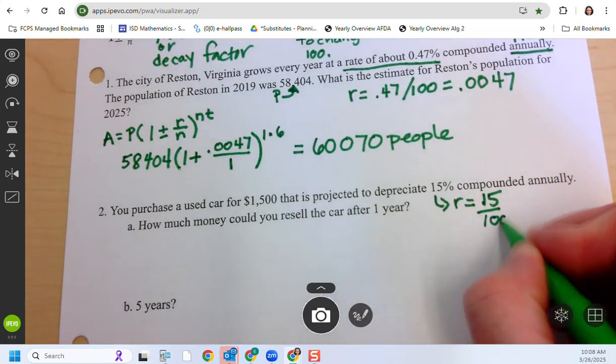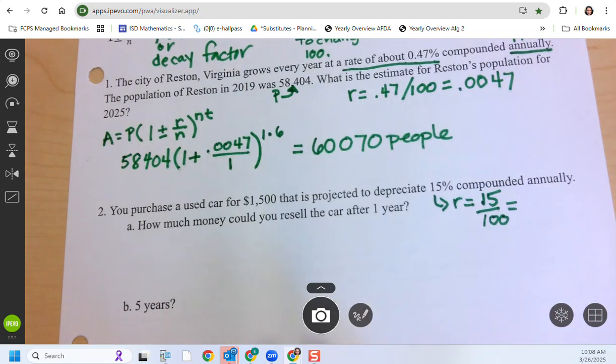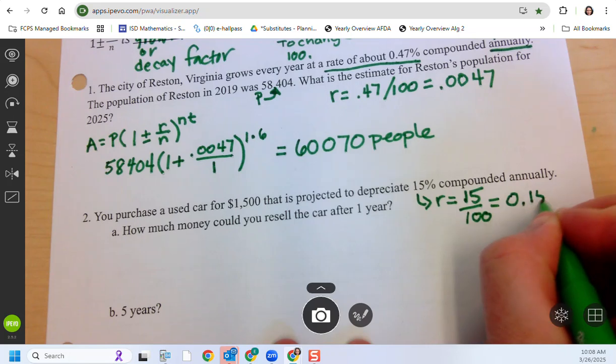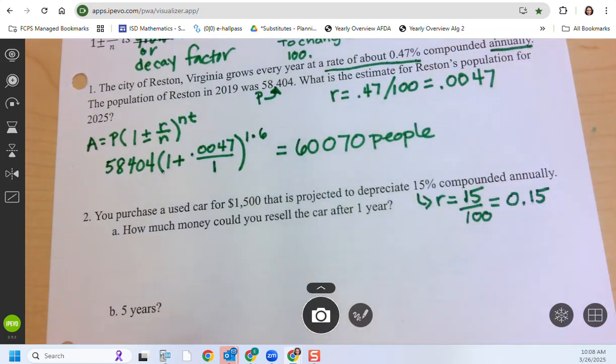Okay. We have a start P of this, and it's compounded annually, which means that N is what? Formula. So let's see if we need to fix it, okay? All right, so this time we're depreciating.